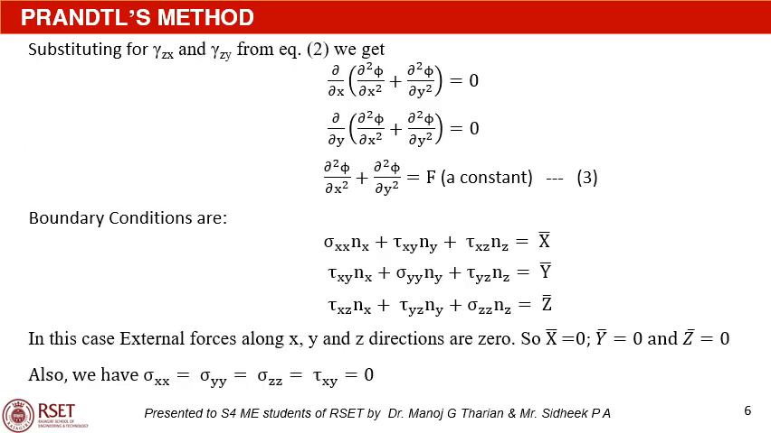Writing the strain components gamma zx and gamma zy in terms of the Prandtl stress function phi, the above equations become ∂/∂x of (∂²φ/∂x² + ∂²φ/∂y²) equal to 0, and ∂/∂y of (∂²φ/∂x² + ∂²φ/∂y²) equal to 0. This means ∂²φ/∂x² + ∂²φ/∂y² equal to a constant. For the time being, we'll name the constant as f.